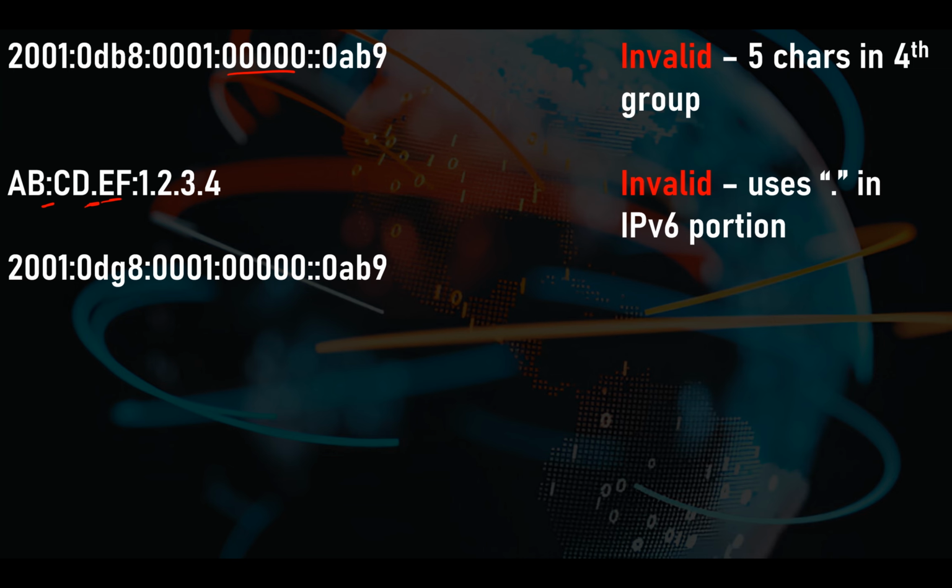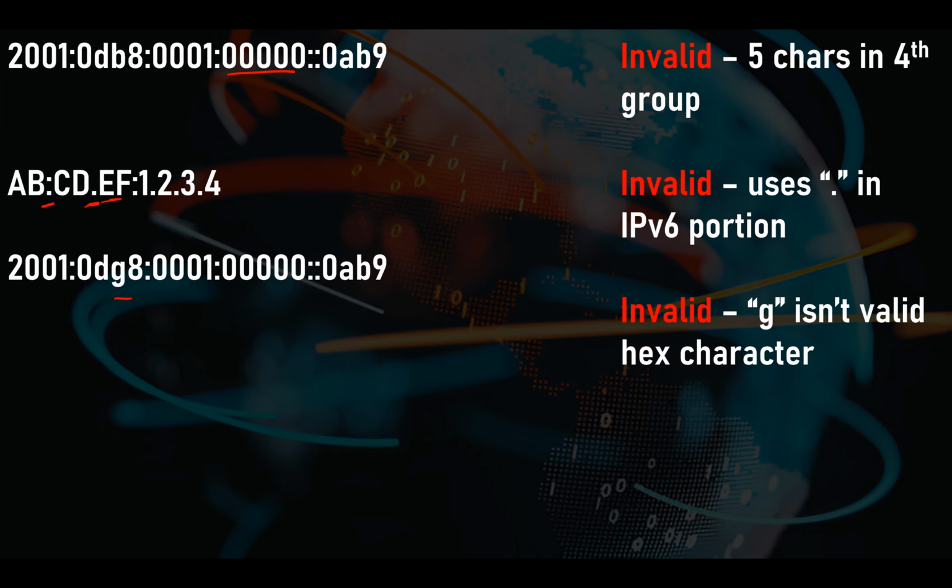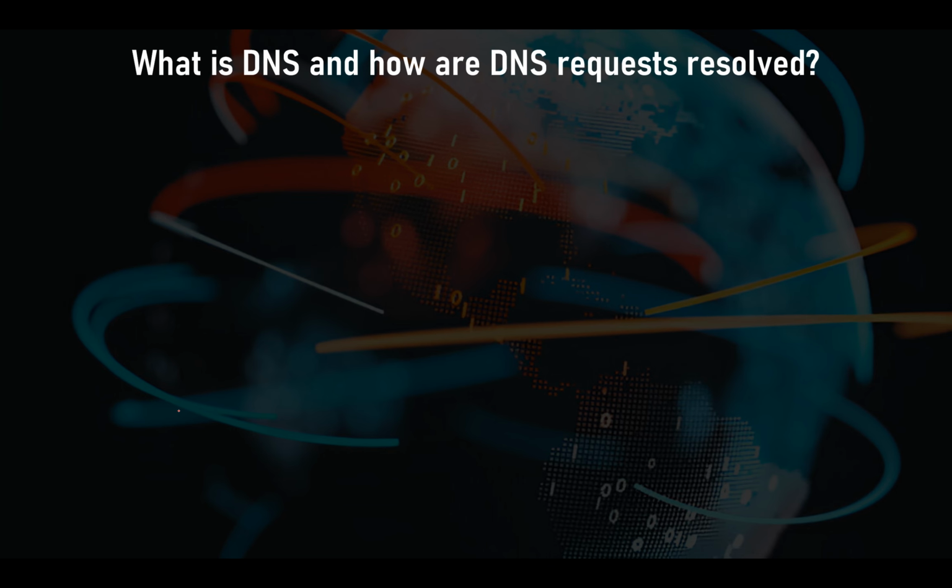So we can say invalid, because I guess the full stop is in the IPv6 portion, right? Then if we look at the final one, we just see a G here, right? Therefore that's going to be invalid. Okay. Then we want to ask, what is DNS and how are DNS requests resolved?